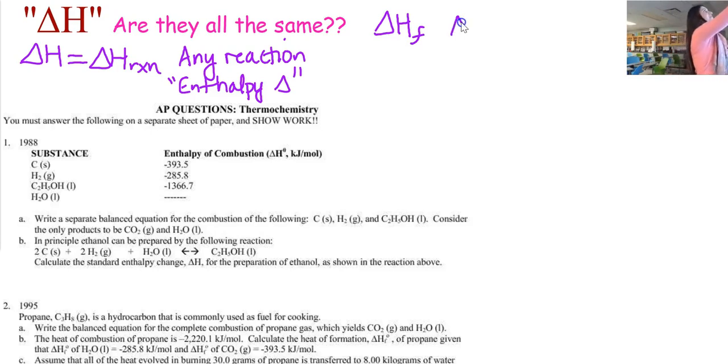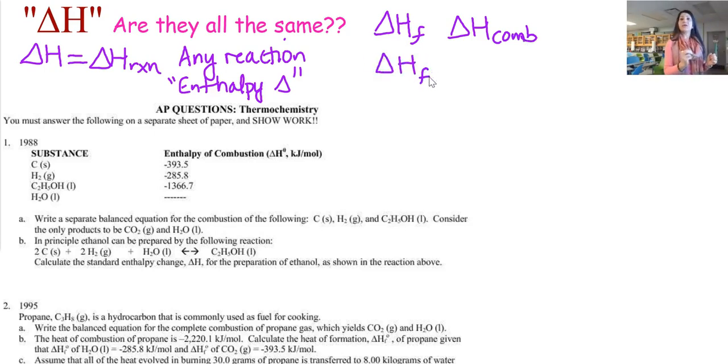We can also have something like delta H comb. That would be heat of combustion. You can also have delta H F. That's called the heat of fusion. Heat of fusion, I want to make sure that you remember, is actually for melting or freezing. So you can either be melting, going from a solid to a liquid, or a liquid back to a solid. That's what they have as a regular F.